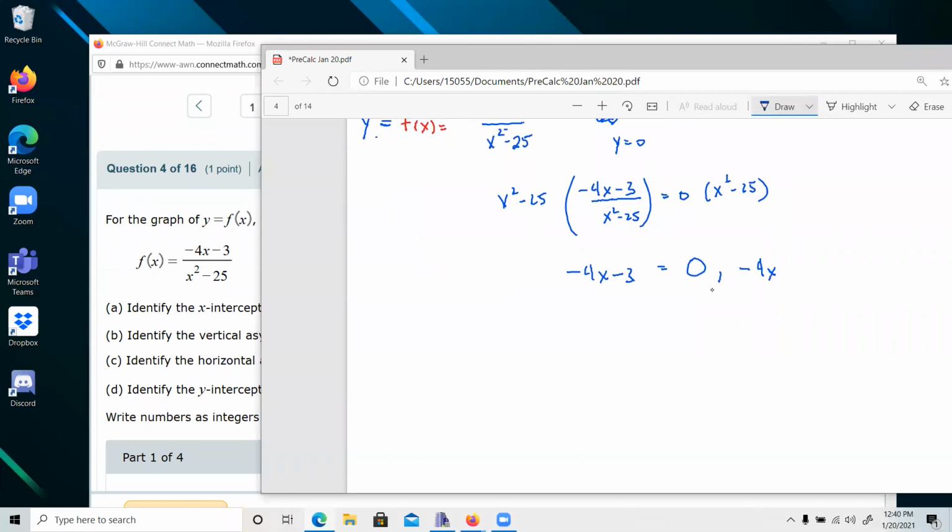So 4x minus 3 equals 0. 4x is equal to 3. And x is equal to 3 over 4. Write it however you'd like. I know I only have one of these because I only had one solution. So my x-intercept here is x equals 3/4, y is equal to 0. Okay, so here's my x-intercept.